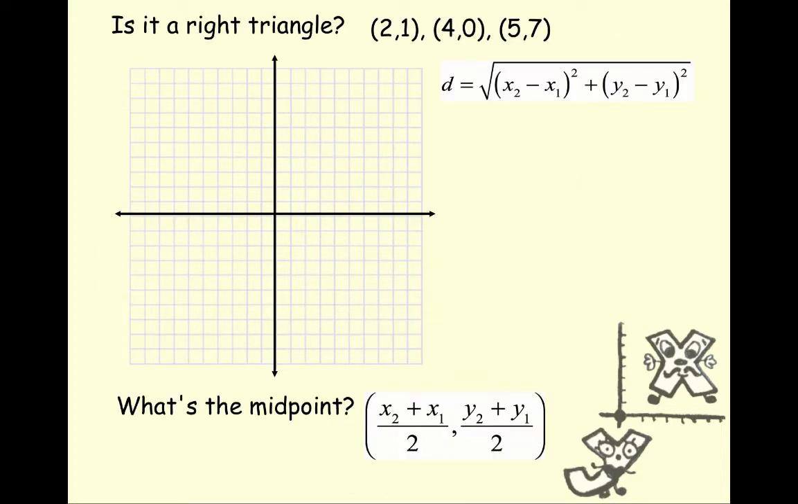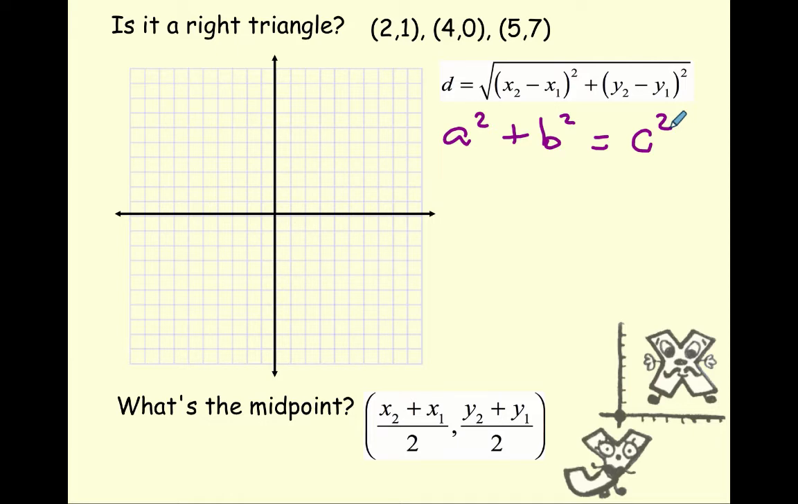Another way you can use the distance formula on the coordinate plane is by telling if a triangle is a right triangle or not. There's a theorem that you learned in geometry that says if the 2 shortest sides squared and added together equal the square of the length of the third side, then it's a right triangle.